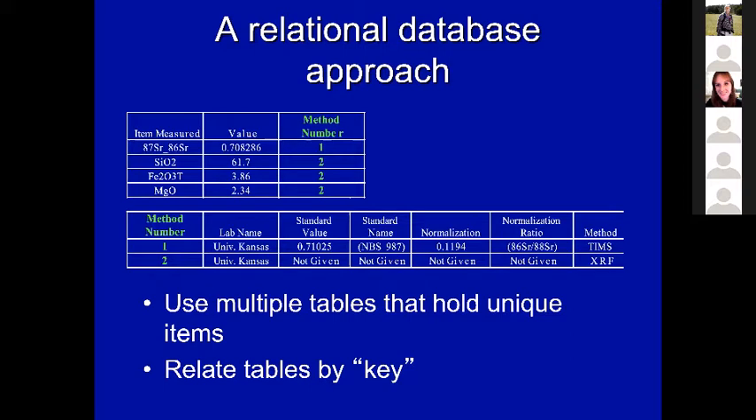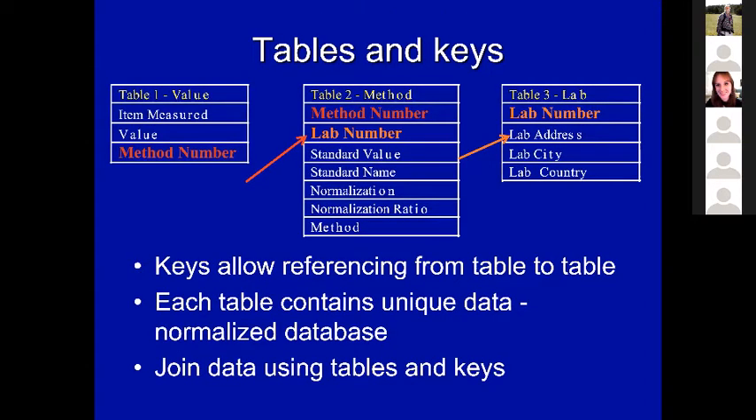And most databases you come online are done this way. Tables and keys, where you go from a method to a lab to its information. And we go across all these tables, hopefully showing only data once and joining them together by these numbers, so that if you ever wanted to go from this item measured here to the lab address, you could do it through this intermediate method table.